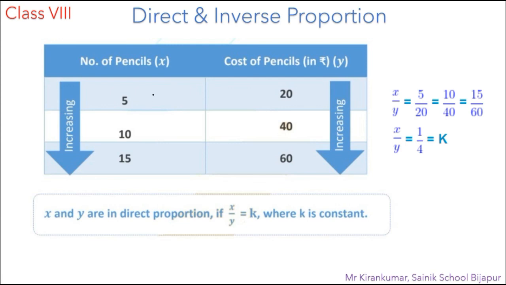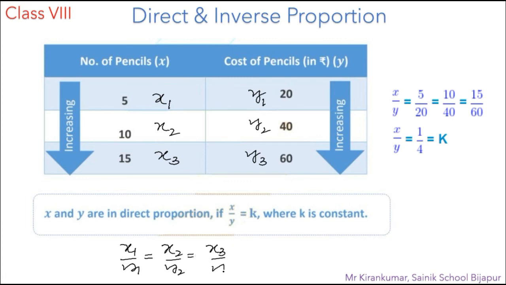Here, if I mention this as X1, X2, X3, these are mentioned as Y1, Y2, Y3. We observe that X1 by Y1 is equal to X2 by Y2, which is equal to X3 by Y3. This is a constant. Here the K represents a constant.